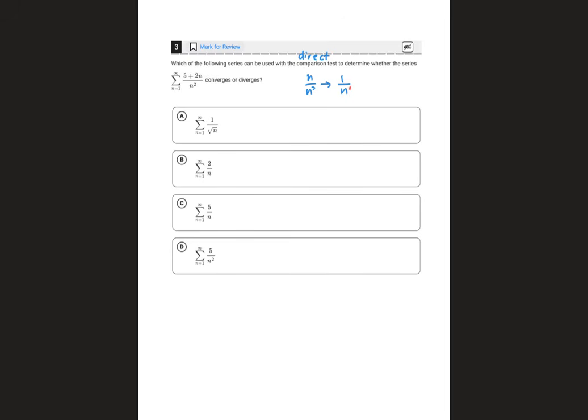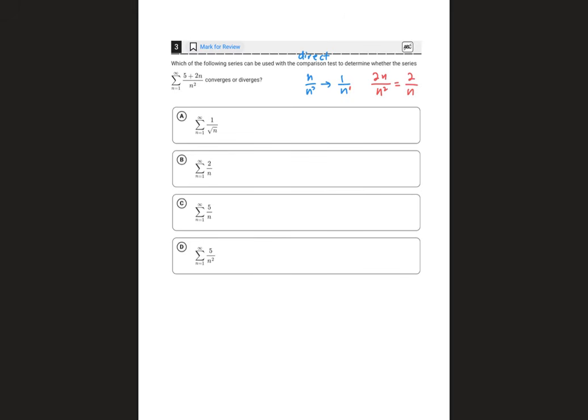Okay, so we need a function that's always smaller. So you can kind of compare it, kind of get rid of that 5. Right? So think about if you looked at this. So if you kind of got rid of that 5, you just look at 2n over n squared, which is really just 2 over n.